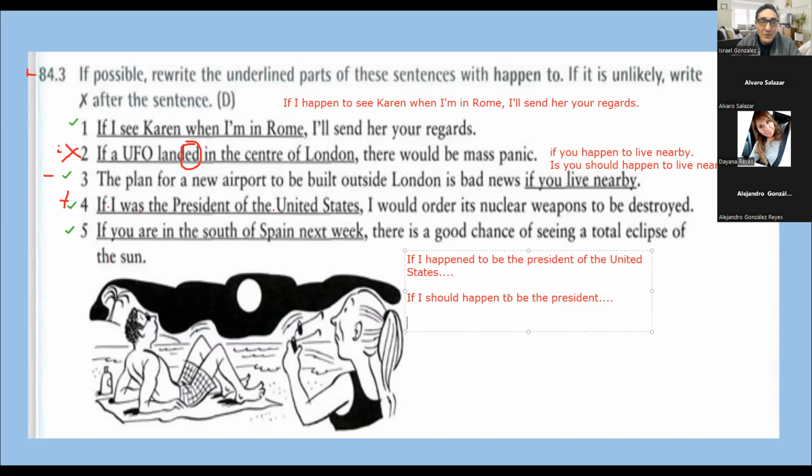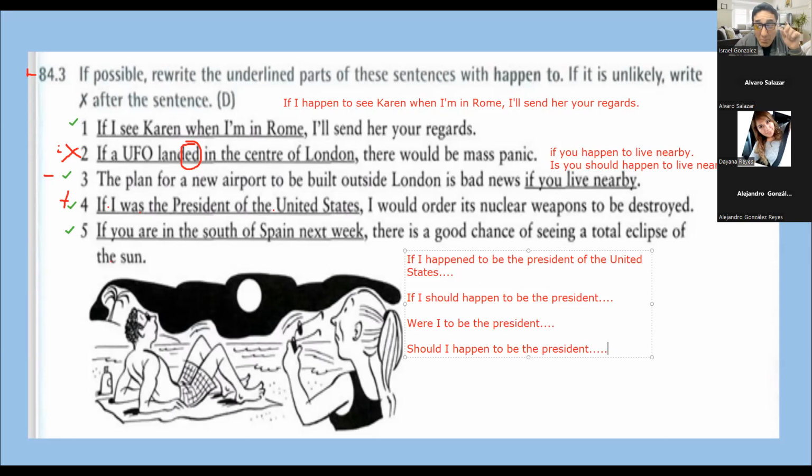So there is also a way to say it using an inversion. What would be the inversion here, guys? Were I to be the president of the United States, that could be one. This is more formal even. Were I to be. But also, should I happen to be? This is more advanced. I don't want you to confuse. But it is also possible using inversion.